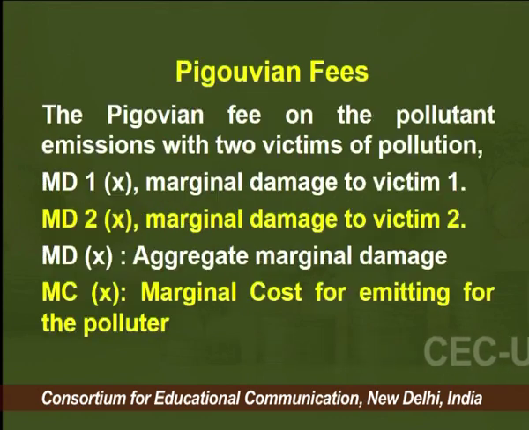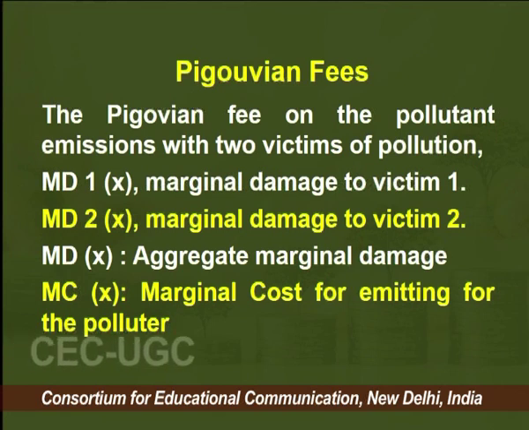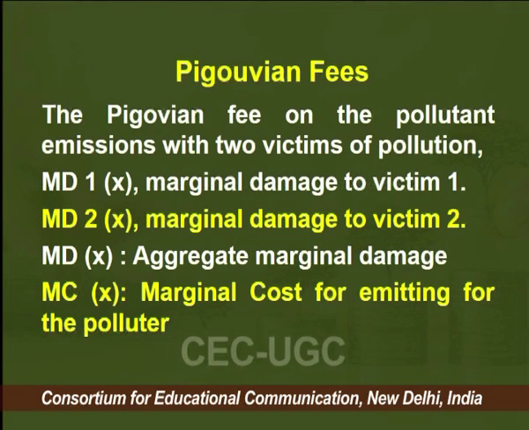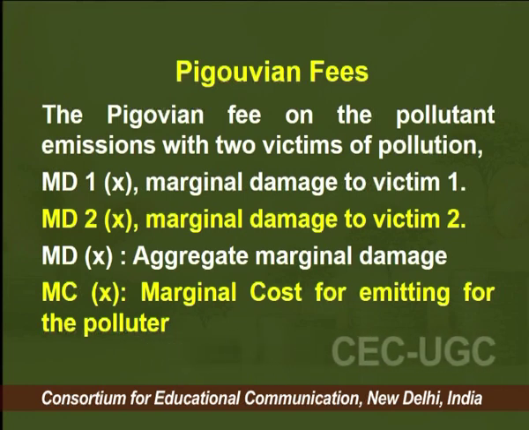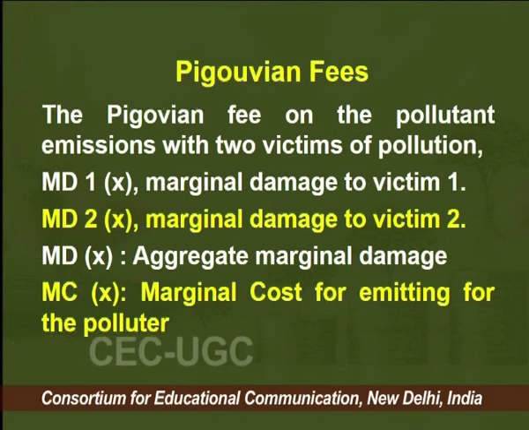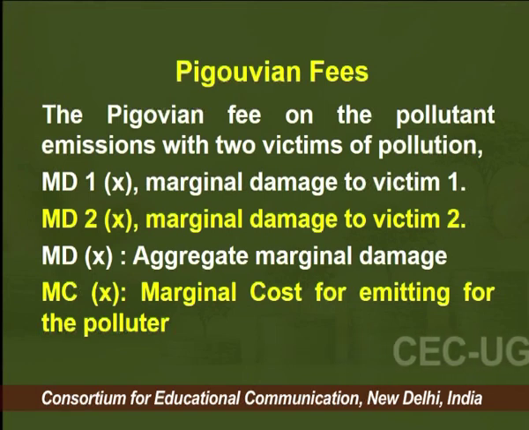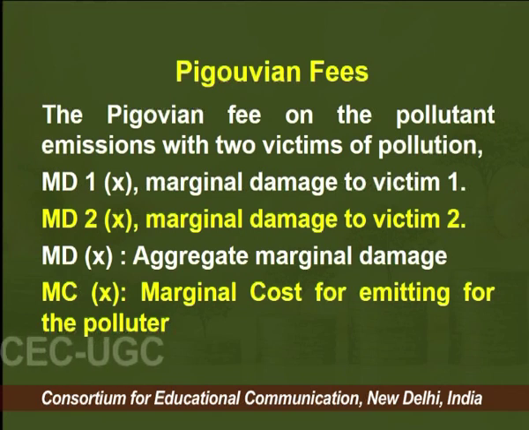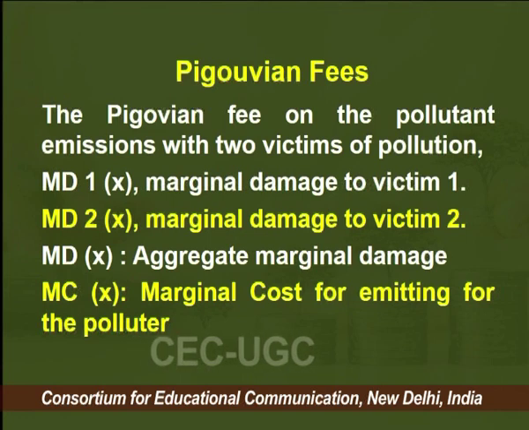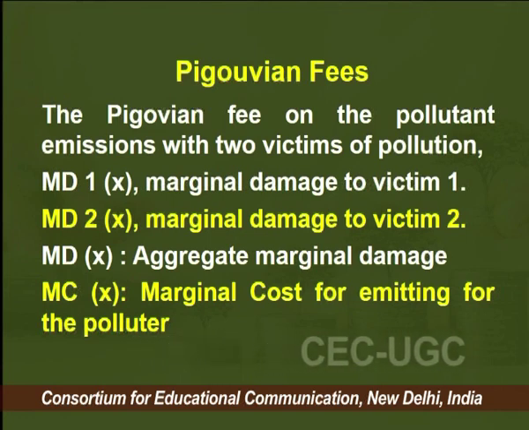Pigouvian fee on the pollution emission, with two victims. We have already seen that MD1 and MD2 are reflecting the marginal damages from victim 1 and victim 2, and MDX is reflecting the aggregate marginal damage. On the other side, the firm side, the marginal cost of abatement is reflected by the polluter in the lower quadrant, and these are the optimal amounts of pollution levels.